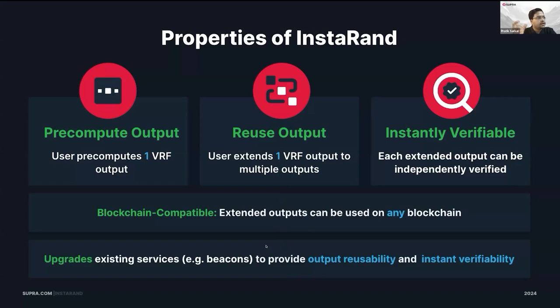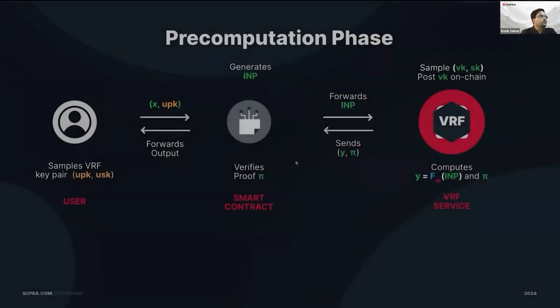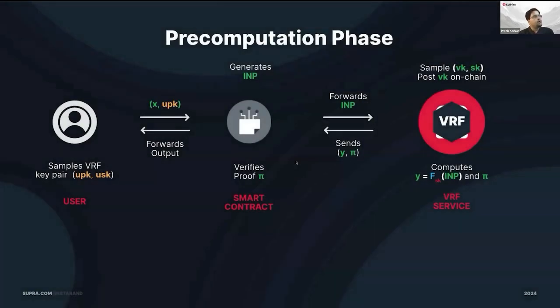You can just get the output once and reuse it to generate multiple outputs. So now let me show you how InstaRand works. So this is the pre-computation phase of InstaRand. This is very similar to how a plain VRF service works. So here the user will query, but there are two changes which are highlighted in orange.